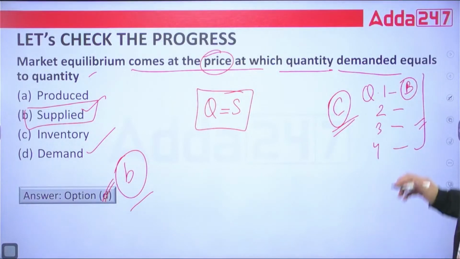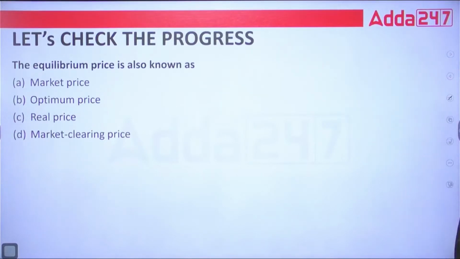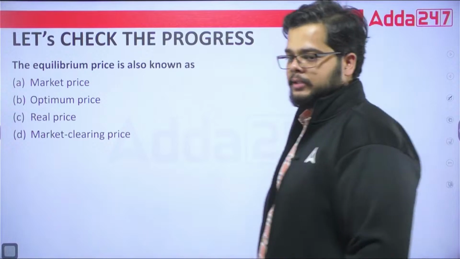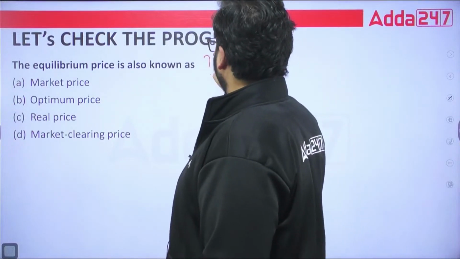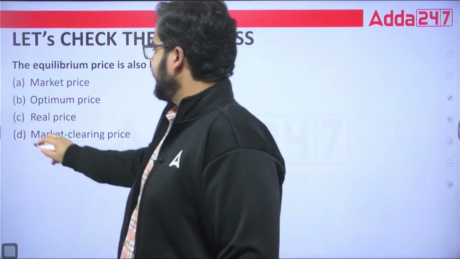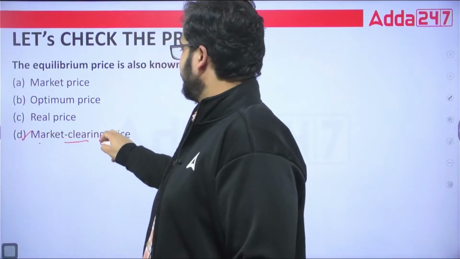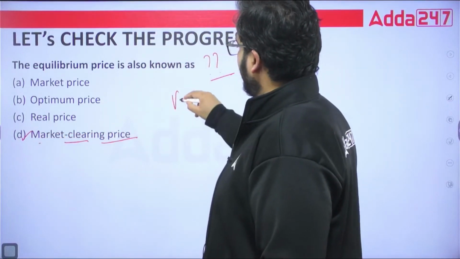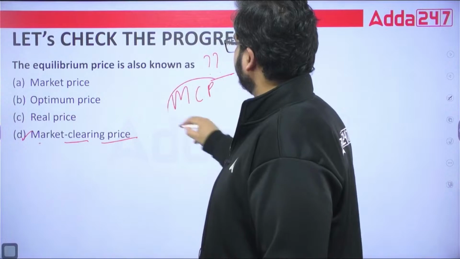Okay, fine. Next, the equilibrium price is also known as what? Very simple. Option D, that is market clearing price, MCP.